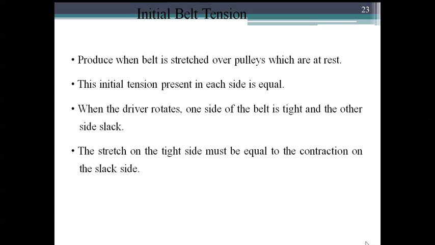So the increase in the length on the tight side is equal to the decrease in the length of the slack side. The stretch on the tight side must be equal to the contraction on the slack side because the length of the belt is the same. That's why the stretch on one side is equal to the contraction on the slack side. Therefore, C1 into (T1 minus T0) equal to C2 into (T0 minus T2).